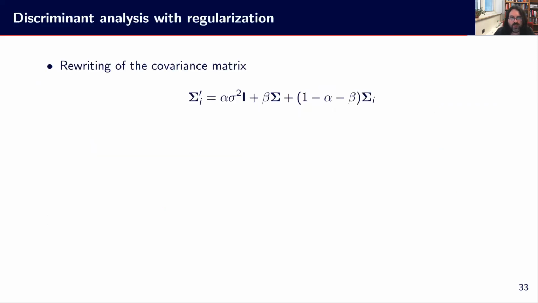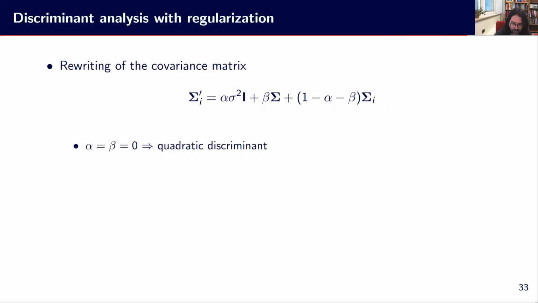Now we can do some tricks. We can rewrite the covariance matrix in this way. In fact, we have a new covariance matrix, which is sigma i prime. And this sigma i prime is basically a composition of the first case, where we have an isotropic covariance matrix with only a single sigma for everything, which is really the simplest version of the covariance matrix. So alpha times this, plus beta times the shared covariance matrix, so basically a full covariance matrix, but shared among all the classes. And we have the last case, where we have a distinct covariance matrix for each class, which is 1 minus alpha minus beta.